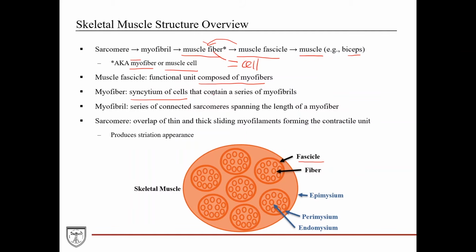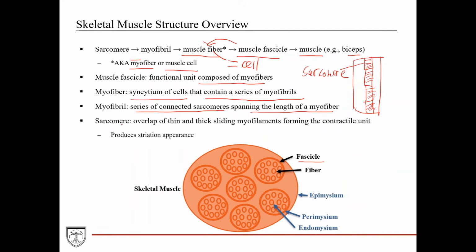And then these myofibers or muscle cells, they contain a series of myofibrils. And these myofibrils are a series of connected sarcomeres, which again is that contractile unit spanning the length of a myofiber or a muscle cell. So if you have, let's say this is your myofiber like this, you're going to have repeating units like this of sarcomeres across the entire length like this. And they're going to have these overlapping filaments like this, and this is how you get that striated appearance. And so each of these units is a sarcomere.